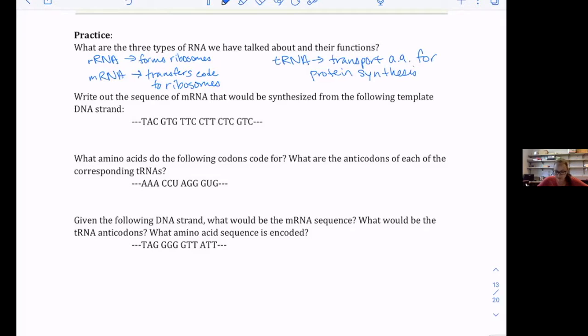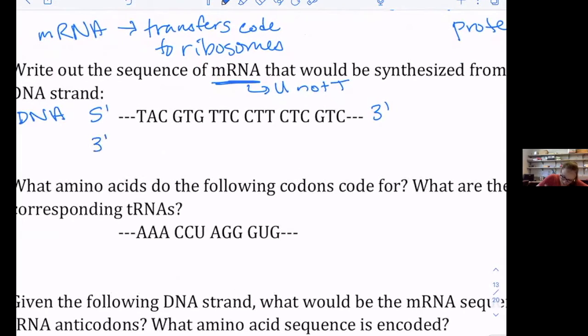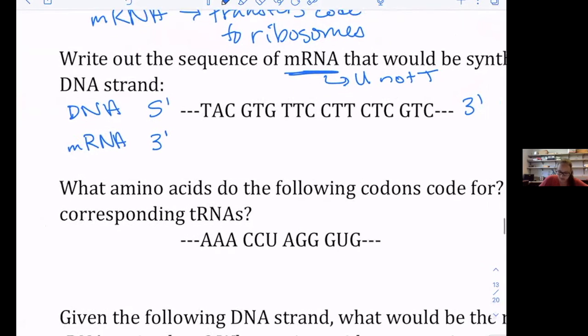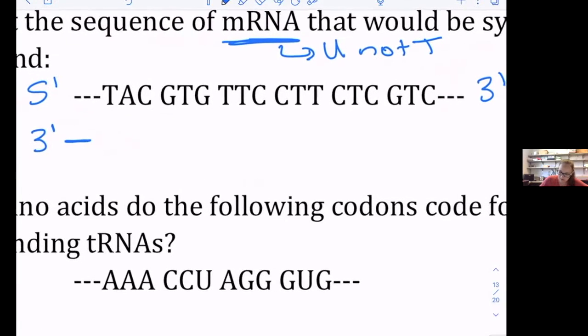Okay, write out the sequence of mRNA that would be synthesized from the following template DNA strand. So if I'm making mRNA, I have to remember RNA has U, not T. So we have our 5' end of our DNA, 3' end of our RNA. I'm sorry, 3' end at the other end. RNA would be 3' down here. Doesn't necessarily have to be mRNA, it just specifically says that in the problem. So I'm gonna have mRNA, I'm gonna zoom in just because these letters are small.